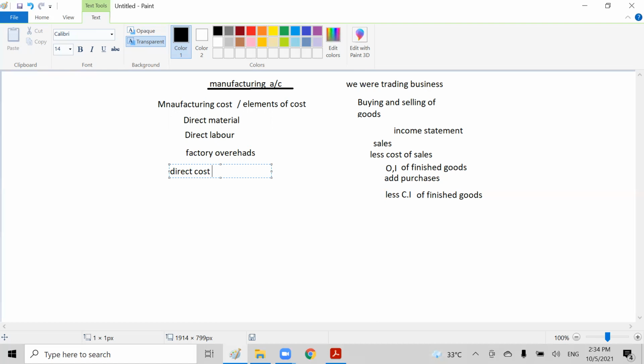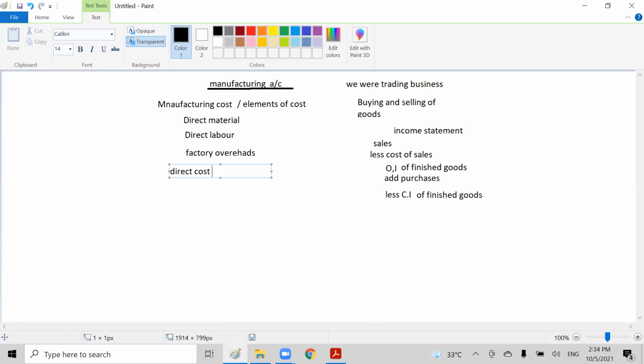What was the spelling of integral? INTEGRAL. Okay, after that. Direct cost is a cost which becomes the integral part of the product. INTEGRAL. Yeah, I'm done with that.